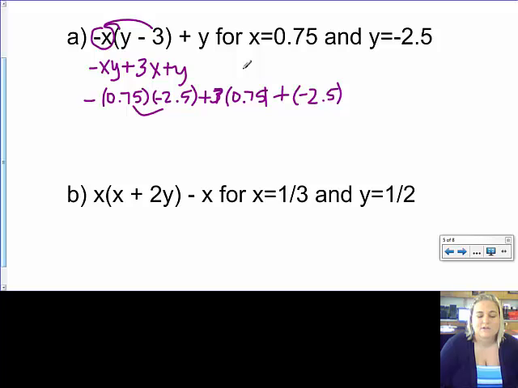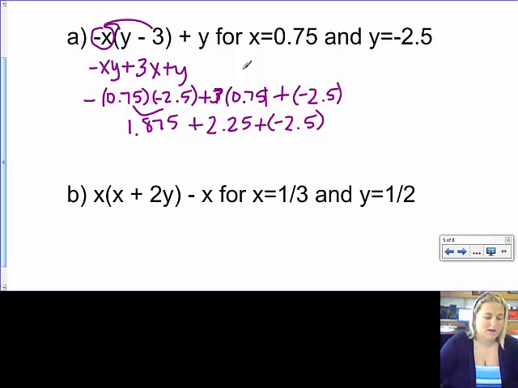A negative times a negative, I know, gives me a positive. 0.75 times 2.5 will give me a 1.875, plus, these are both positives, so 3 times 0.75 will give me a 2.25. Plus that -2.5. Now all I have is addition, which I'm going to do from left to right. You can also think of it as addition and subtraction because these two signs we know is going to give us a negative, but still it's just addition and subtraction, which we work from left to right.